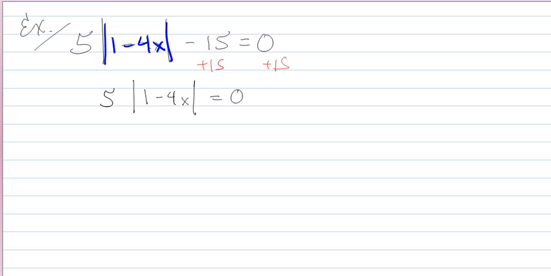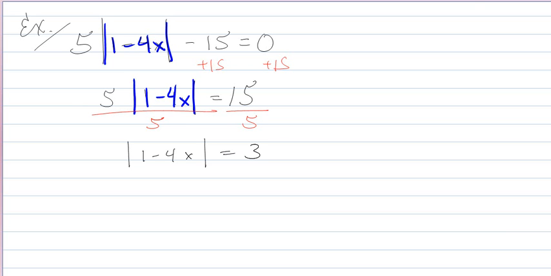Now, remember, this is standing by itself. You want to isolate it, so don't go distributing the 5 or doing anything weird. You want to keep that completely by itself. So you need to get rid of that 5, not by distributing it, because this stands alone. Divide both sides by 5. And now we've got the absolute value of 1 minus 4x is equal to 3.